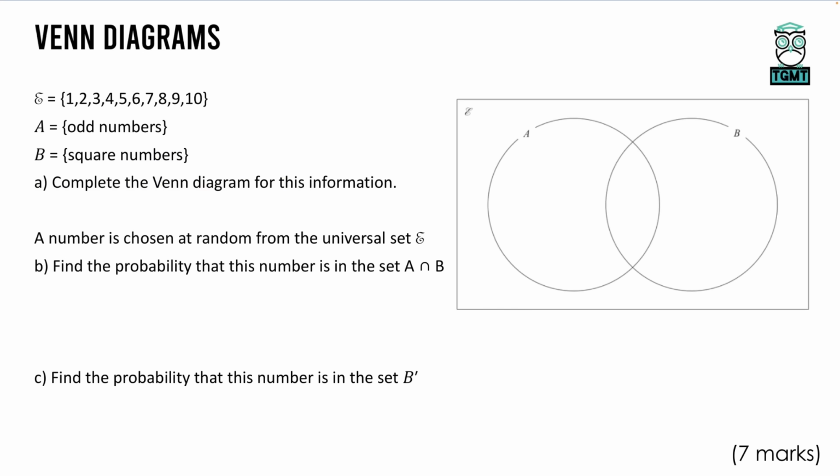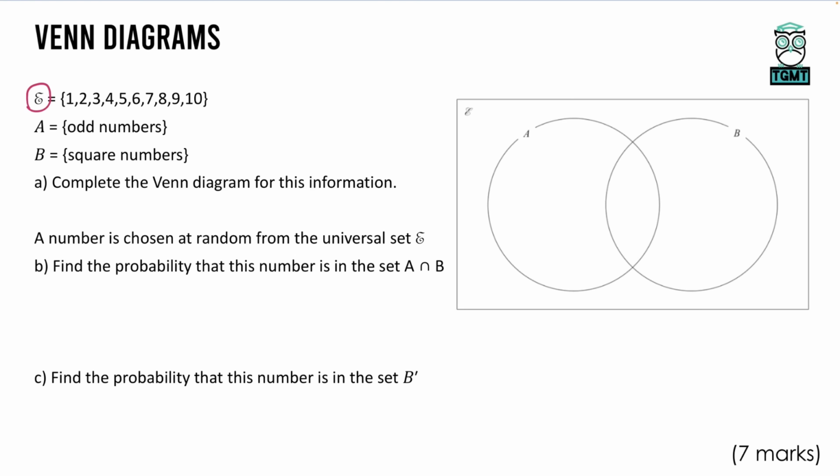Okay, so looking at a Venn diagram. Now here we have the universal set, and it says the numbers 1 through to 10. So they are the only numbers that we're allowed to put in the Venn diagram, and all of those numbers have to go somewhere in the Venn diagram, whether it's in A, B, the intersection, or around the outside. So it says in A we're going to have odd numbers, and in B we're going to have square numbers.